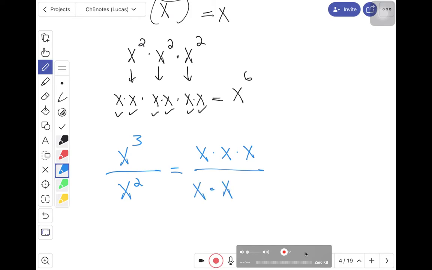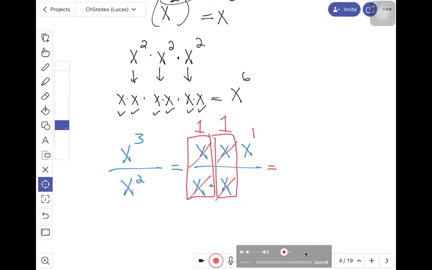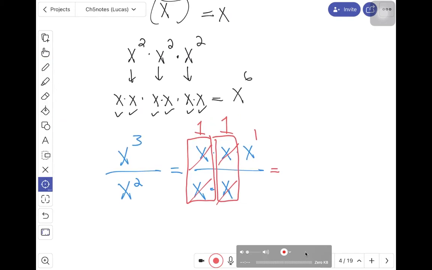Well, if we use our reducing rules from middle school, we know that if you have x over x, that's just 1. And over here, I see another pair that would reduce. X over x is also just 1. So what I have left over is just one little x to the first power on the top. So I have 1 times 1 times x to the first. Well, 1 times 1 is 1 times x to the first is just x to the first.